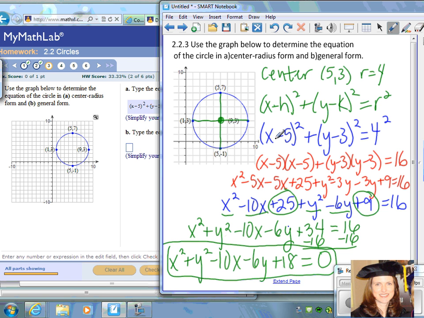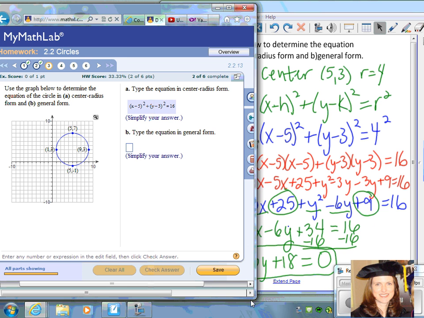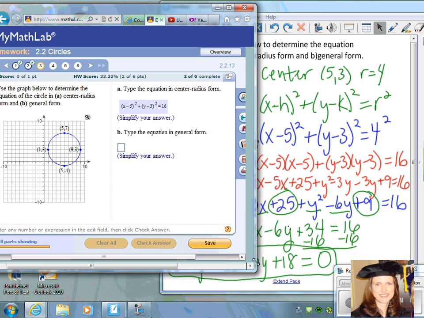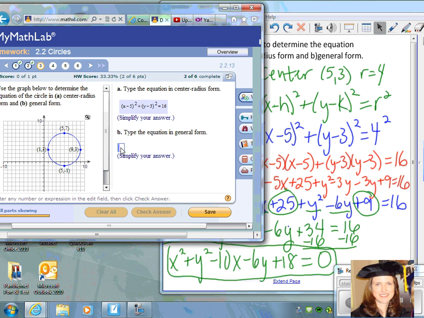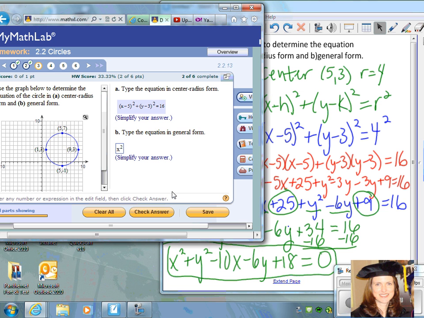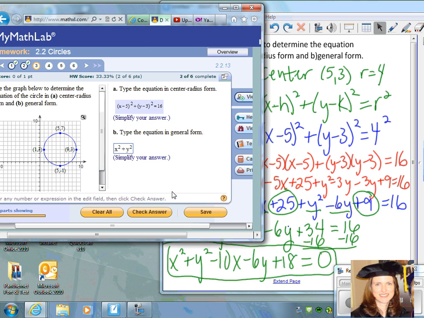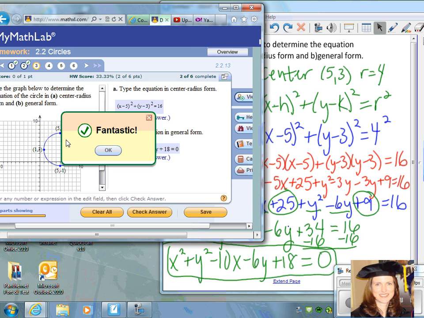Simply by squaring and combining like terms, we get this equation. Okay, check your work. x squared plus y squared minus 10x minus 6y plus 18 equals 0. Check your answer. Fantastic.